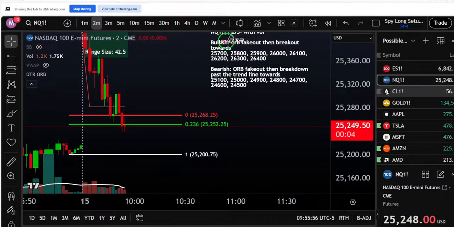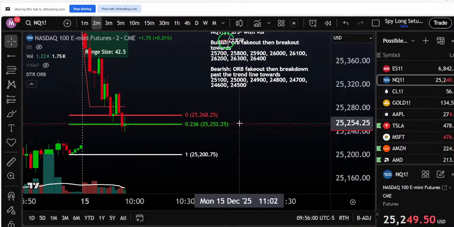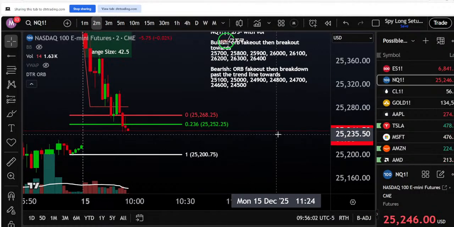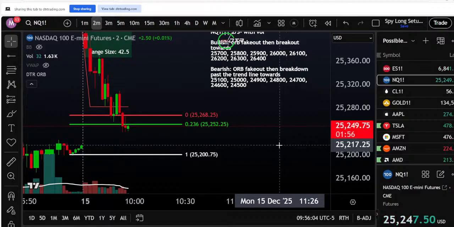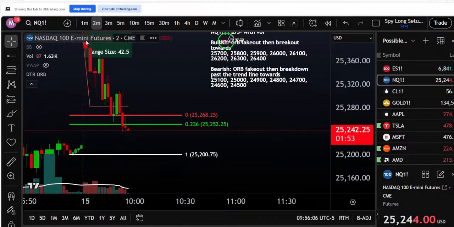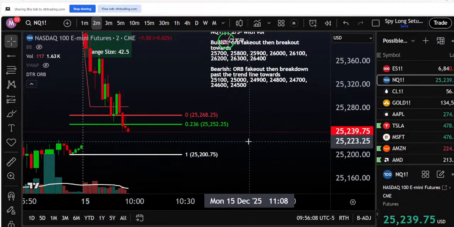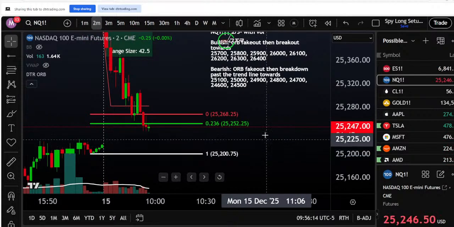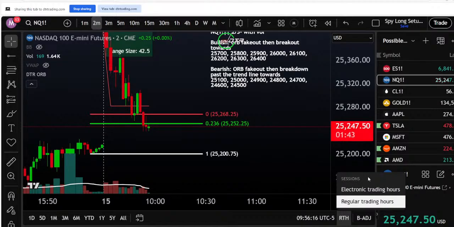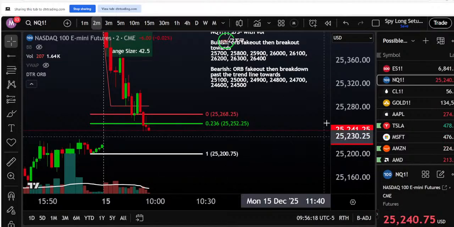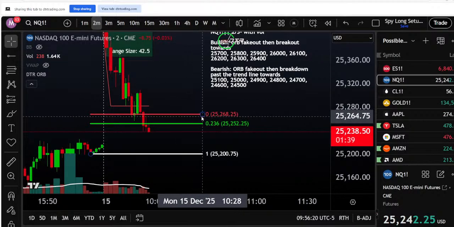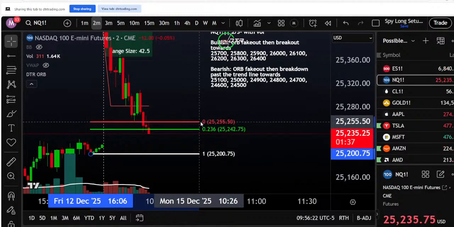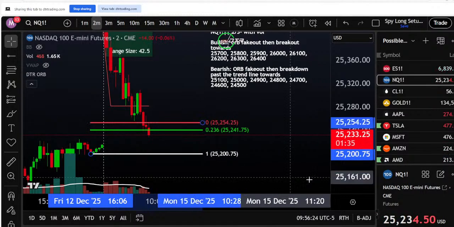Yeah, so it could be that you've got overnight price action included in your calculations, or you could also be on the March contract while I'm still on the December. But yeah, it's saying regular trading hours here, which is maybe an indication that you're on the March contract while I'm still on the December.